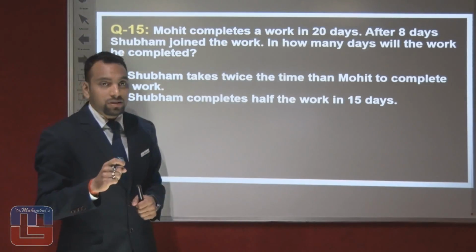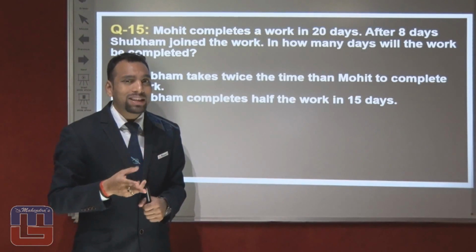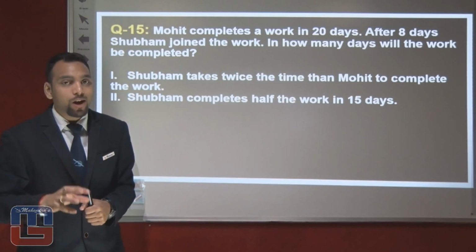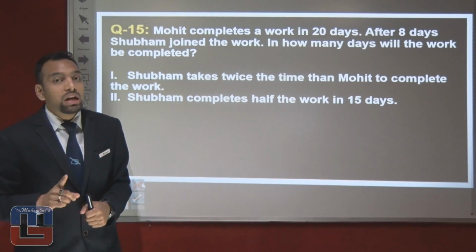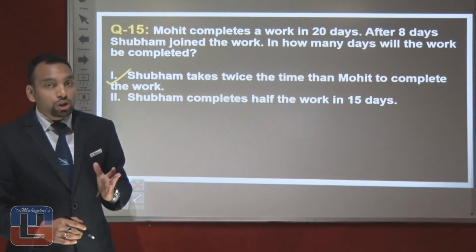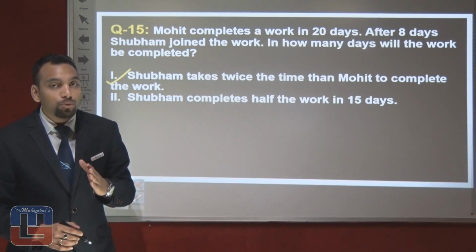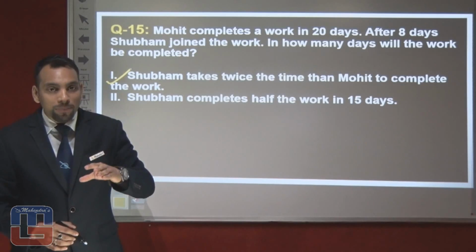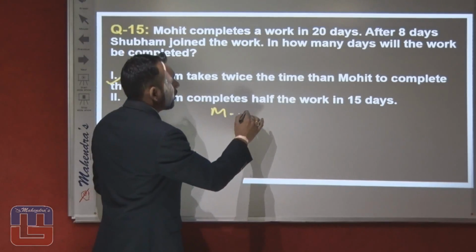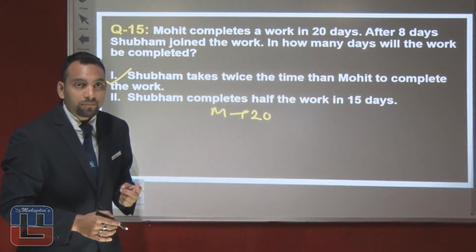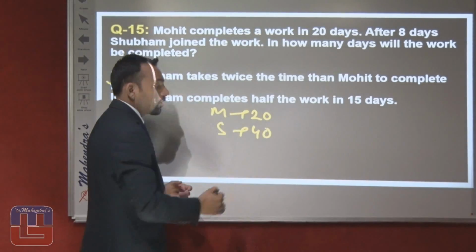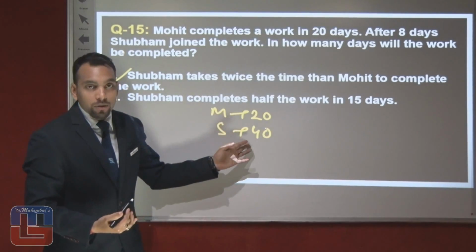What is the question saying? The question is saying Mohit completes a work in 20 days. After 8 days, Shubham joins the work. In how many days will the work be complete? Now read the first statement. Shubham takes twice the time than Mohit to complete the work. So if Mohit is taking 20 days, Shubham takes twice the time. Shubham will take 40 days.